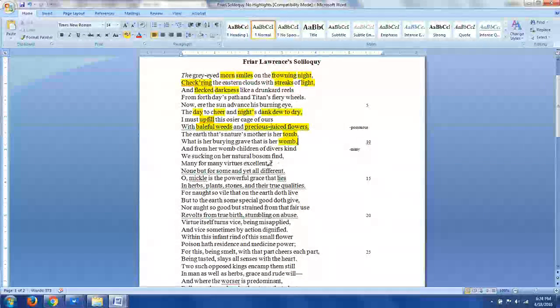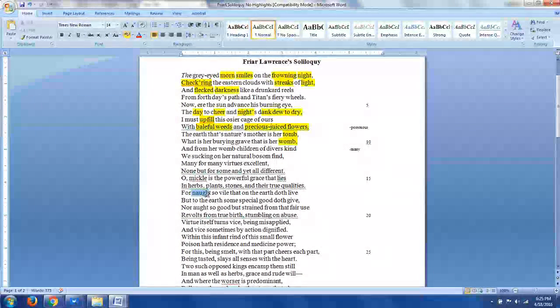As we go through here, I'm not going to read you the whole thing, but I do want to point out that he's talking about the morning, and then he starts to talk about the plants that he's picking. Remember, a friar is a botanist or an herbologist, and he is picking these flowers so he can use them to make medicines to heal people, because that would be something that a friar would do.